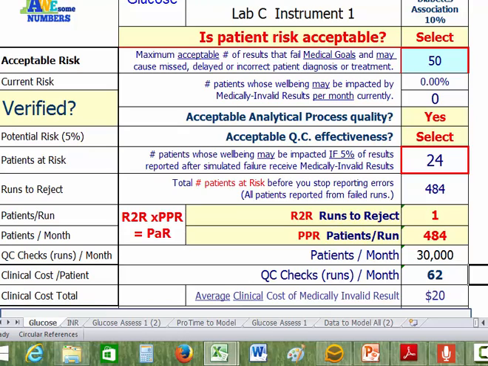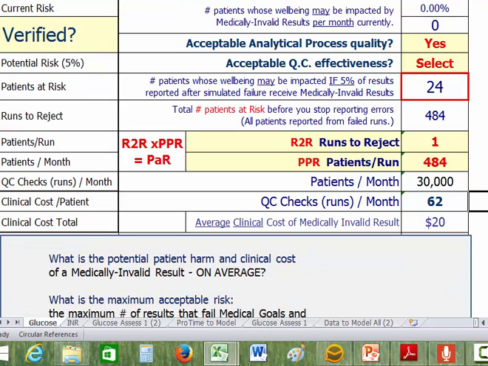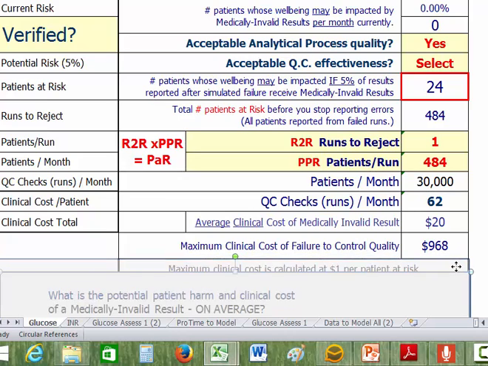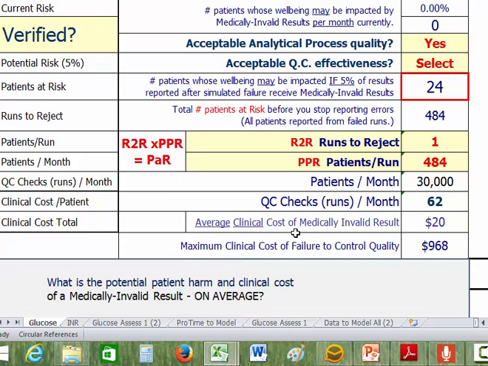And if you want to add a clinical cost to this, you can say if it costs $20 on average for each medically invalid result reported, then the maximum clinical cost of failure is $968. We charge $1 for each of these 484 poor folks exposed to the possibility of risk, and then we charge $20 for each person who actually received a bad result. That's the process it's applying.